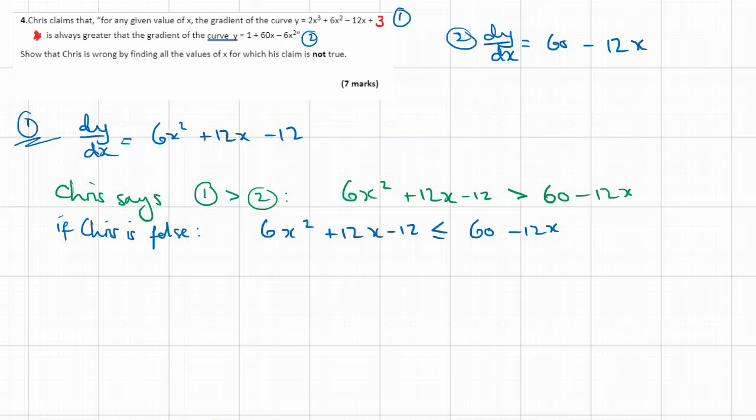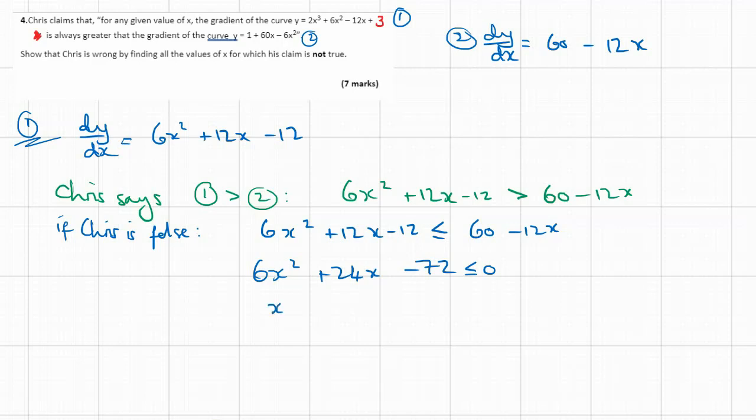So we want to get it towards 0, we want to factorize it, draw a little graph and see which part of the graph we're going to get our inequalities from. So let's go ahead and do that. So 6x squared plus 24x minus 72 is less than or equal to 0. I can divide through by 6.